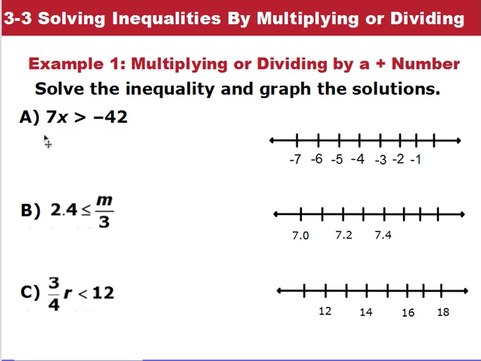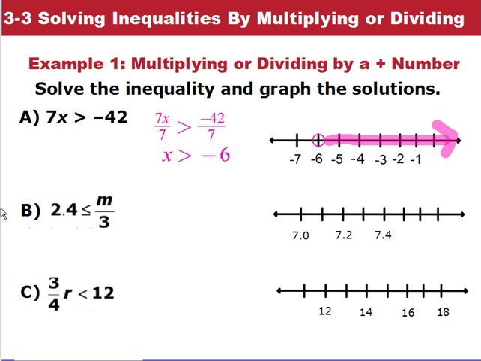Our first example: 7 times x is greater than negative 42. Let's solve this one and then graph the solution. To solve this inequality, we want to get x by itself, so we divide both sides of the inequality by 7, leaving us with x on the left-hand side and negative 6 on the right. The inequality just carries down, so x is greater than negative 6. Graphing this inequality, we have an open circle at negative 6 because negative 6 is not part of our solution, and we shade everything to the right. Again, notice our inequality symbol matches the same direction that we're shading to.